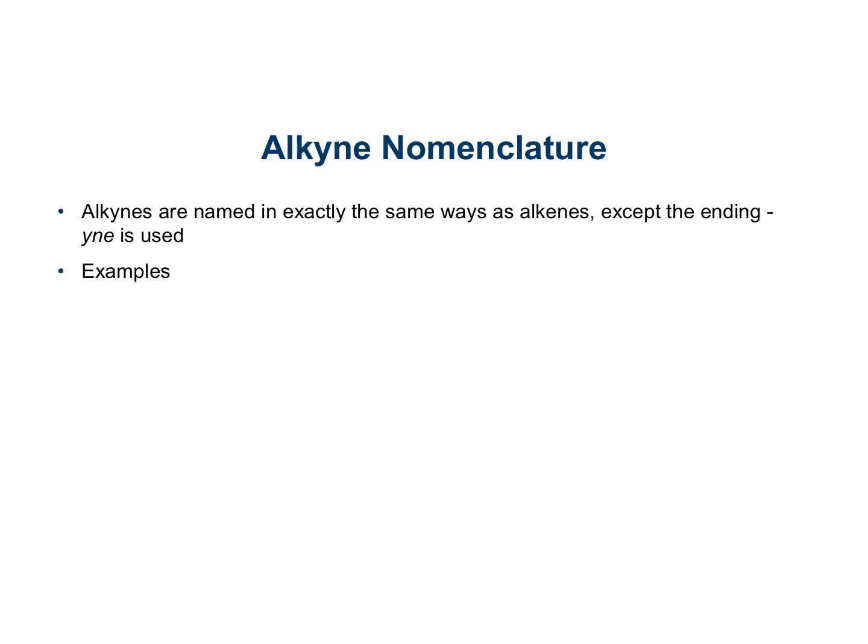In this chapter, we also begin to talk about alkynes. And I want to remind you that alkynes are just molecules with triple bonds. And alkynes are named in exactly the same way as alkenes, except the ending YNE is used. So let's do some examples. So let's name this guy.